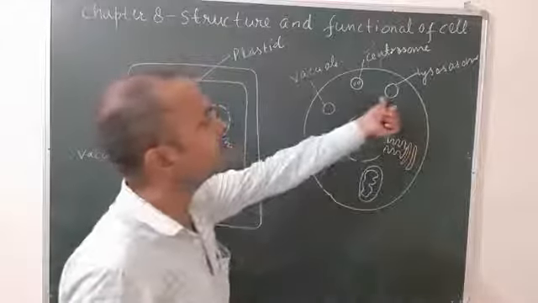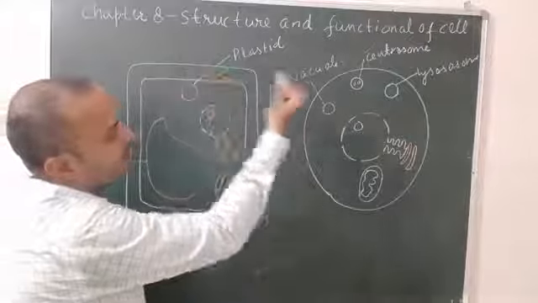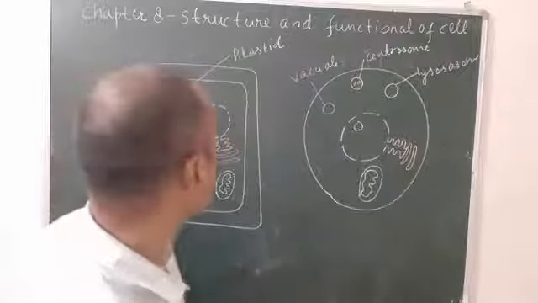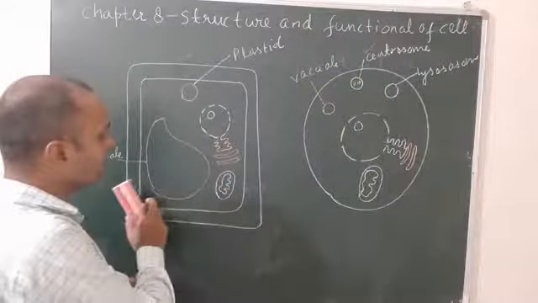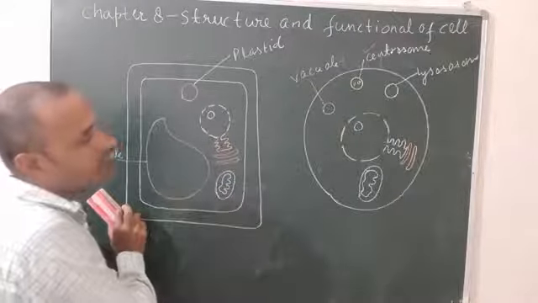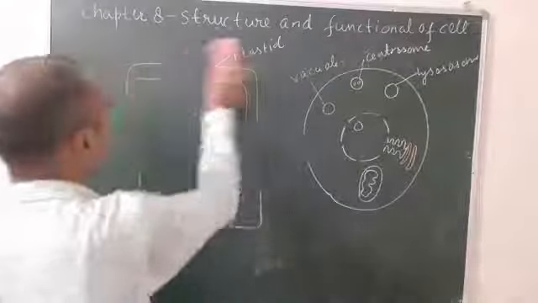Fourth difference, in plant cell, lysosome is absent. In animal cell, lysosome is present. But in plant cell, plastids are present. In animal cell, plastids are absent. So when you know the structure, you can easily differentiate. Now let us see by the chart how you will differentiate between plant cell and animal cell.